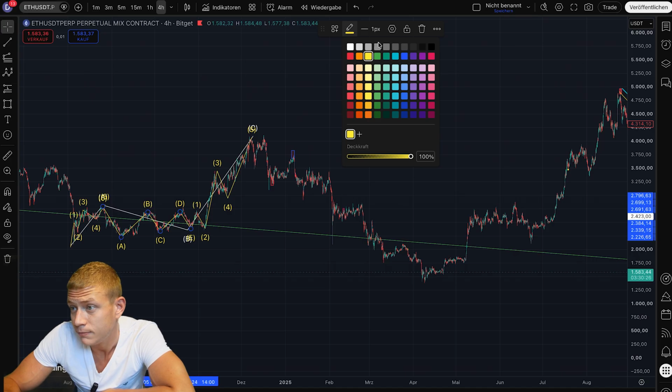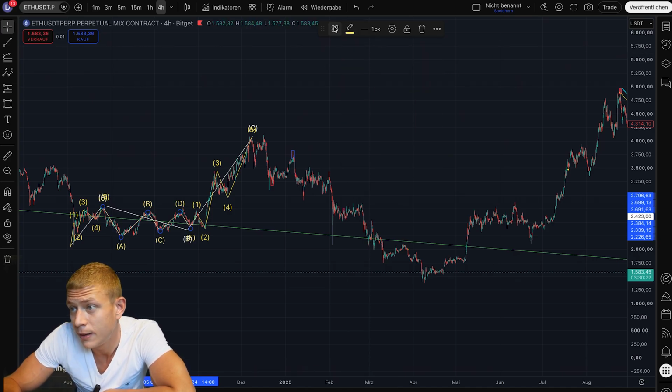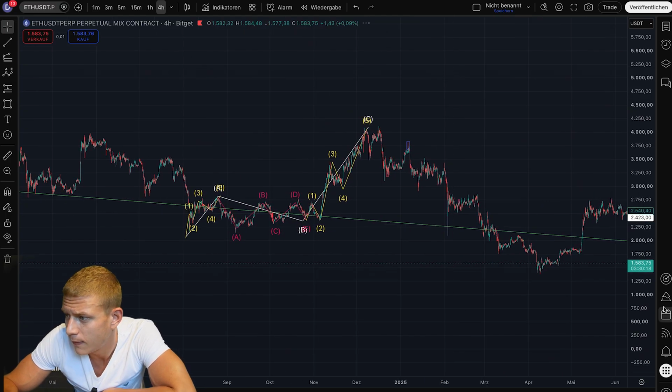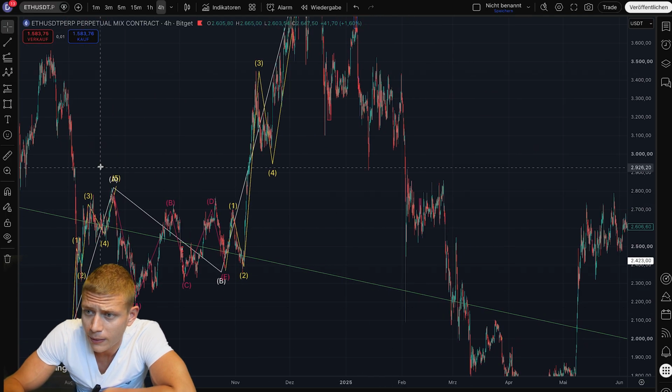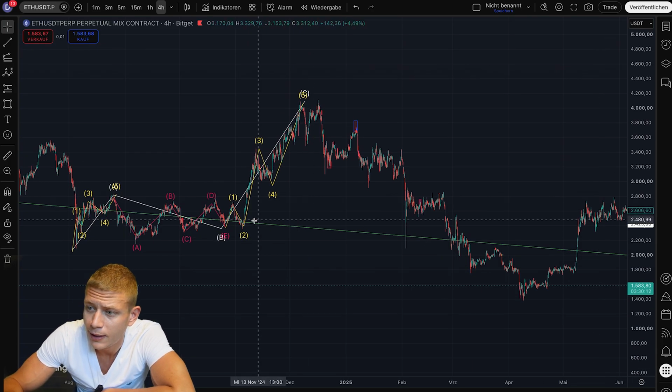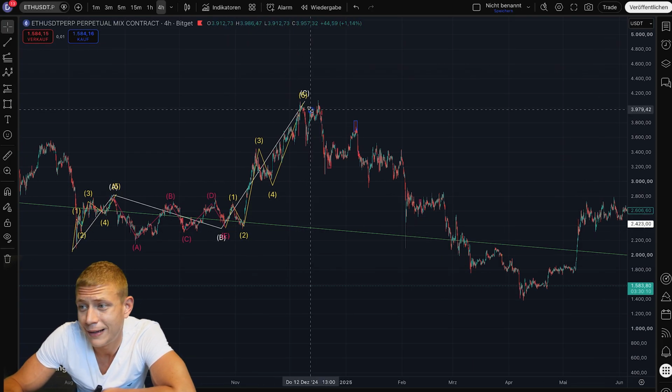I make the triangle, let's say, white now. We had already white. We had already yellow. We need some new colors. Okay, this color. So we had an impulse, then a triangle as a sideways movement, as a B wave, okay? And then we had this 5-wave impulse to the upside as a C wave.